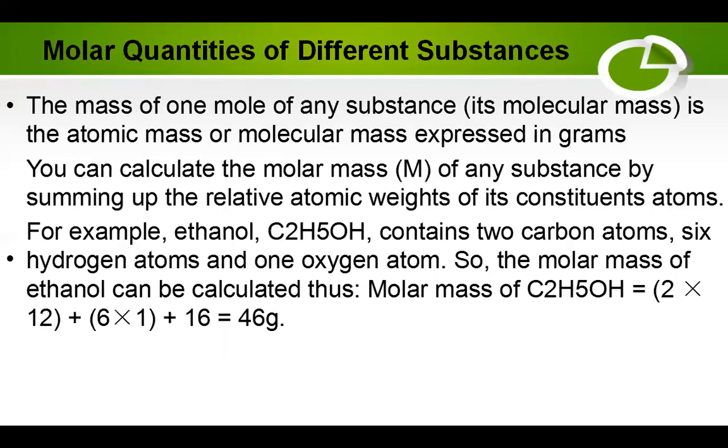Moving on, more quantities of different substances. The mass of 1 mole of any substance, its molar mass, is the atomic mass or the molecular mass expressed in grams. Why do we use mostly grams? Because many of the substances that are used, for example in chemistry laboratories, are in small quantities. So basically, we use grams.